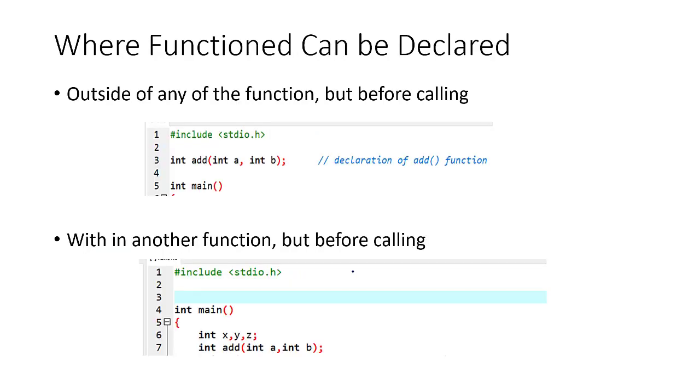Next, the question arises where the function can be declared. The function can be declared outside any function, as we did in the example, and the same thing can be done within a function also. Here you can see that we are declaring the add function in the main function. This will have the same effect on the code. So that's all about function declaration.